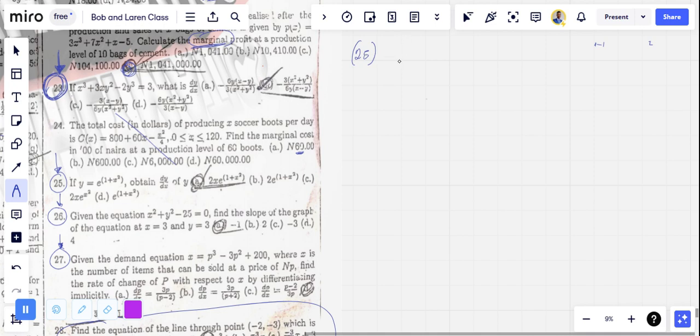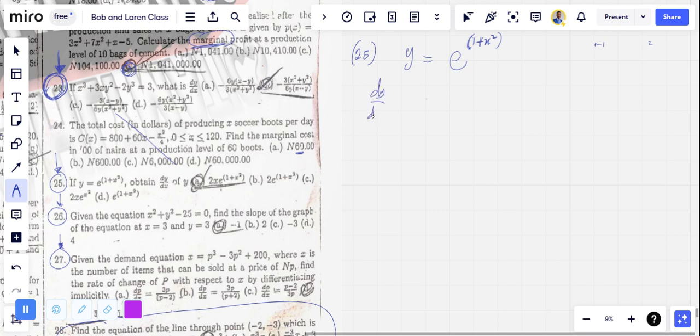I was given y equals exponential raised to the power of 1 plus x squared. Same thing, I've explained something like this in my previous video, which is for MAT102. Go and check that calculus video. I've explained something like this. If you want to differentiate what you have here, obtain dy/dx.